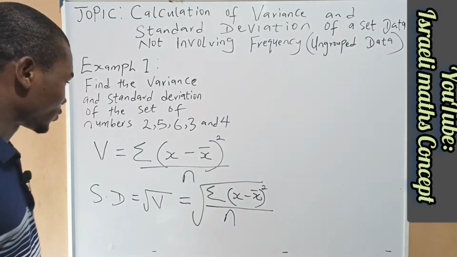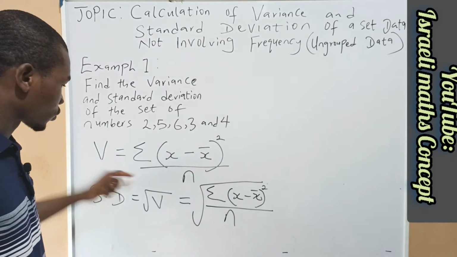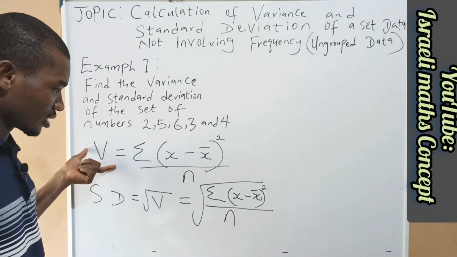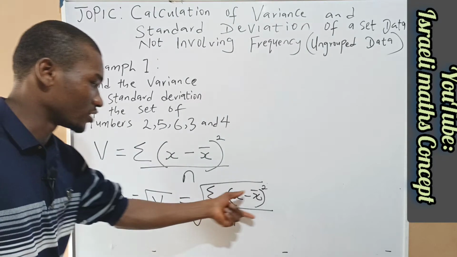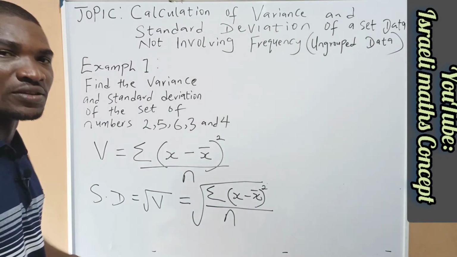So what are you learning today? That standard deviation is equal to the square root of variance. And of course, this is the formula for variance, and this is the square root, which indicates the standard deviation.